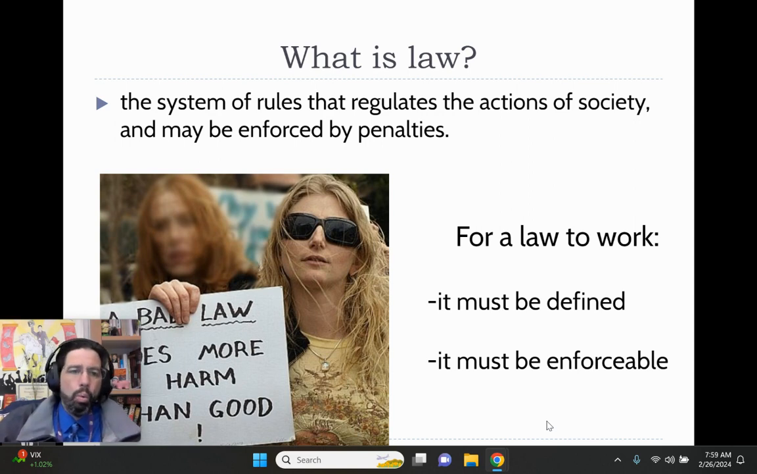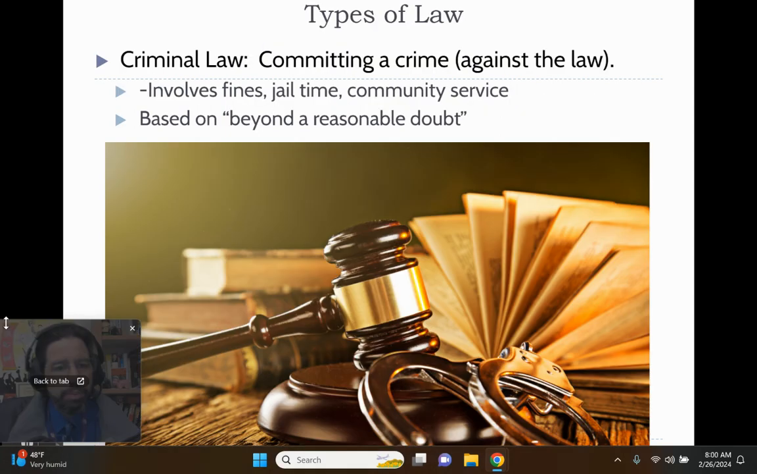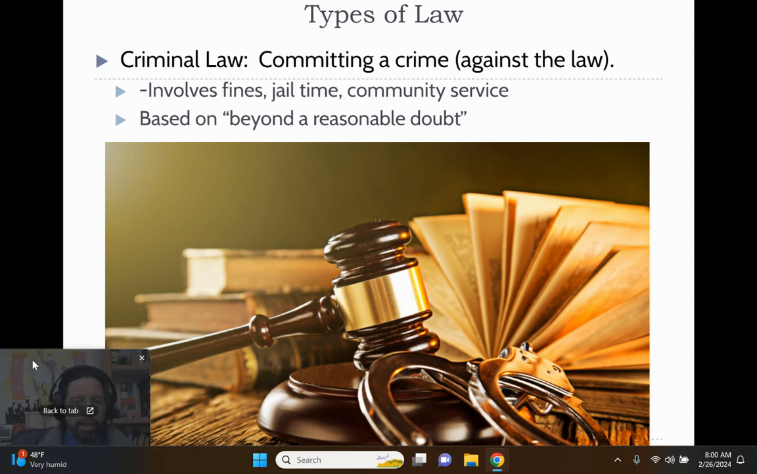Now, for a law to work, two things must take place. Number one, you actually have to define what that law is. The more vague a law is, the more it can be interpreted into something else. And it must be enforceable. You actually must be able to enact a penalty on it. If the law is not defined and the law is not enforceable, it really is a bad law and probably shouldn't exist. Okay. Now, there are three types of laws we're going to discuss.